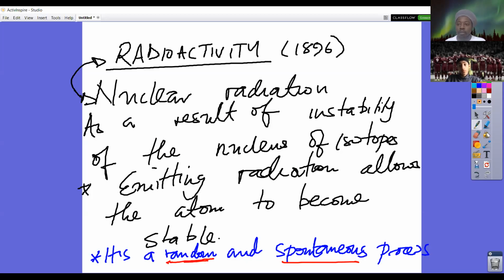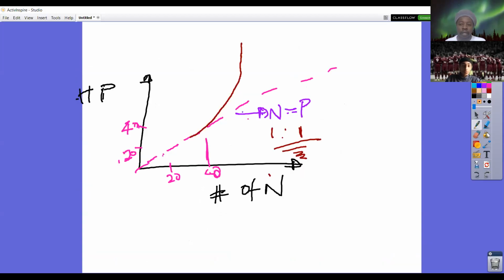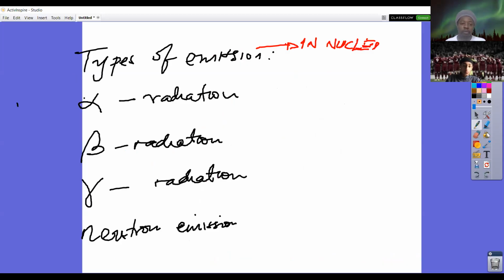All right, good stuff. Now I'm going to go quickly into the different types of emission. So what is alpha radiation? When we talk about alpha radiation, what is it really? Well, an alpha particle is simply a helium nucleus. That's what it is. And it's given the symbol alpha from the Greek letter.